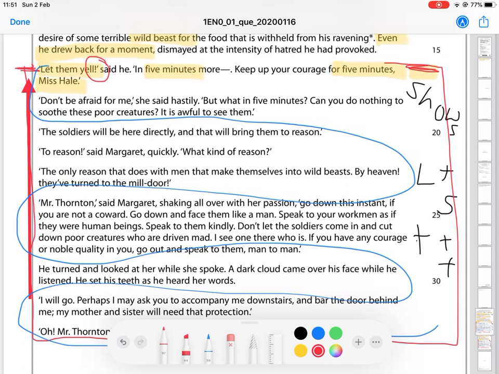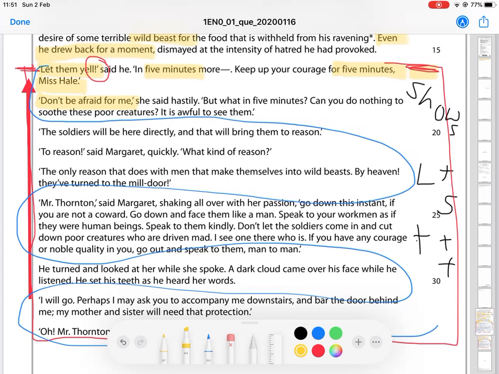Now, she responds with, "Don't be afraid for me," she said hastily, "but what in 5 minutes? Can you do nothing to soothe these poor creatures? It is awful to see them." So, don't be afraid for me. If you're writing this down, that would be an imperative. An imperative is a command or order. It's showing that she doesn't want him to be afraid for her because she cares about these people.